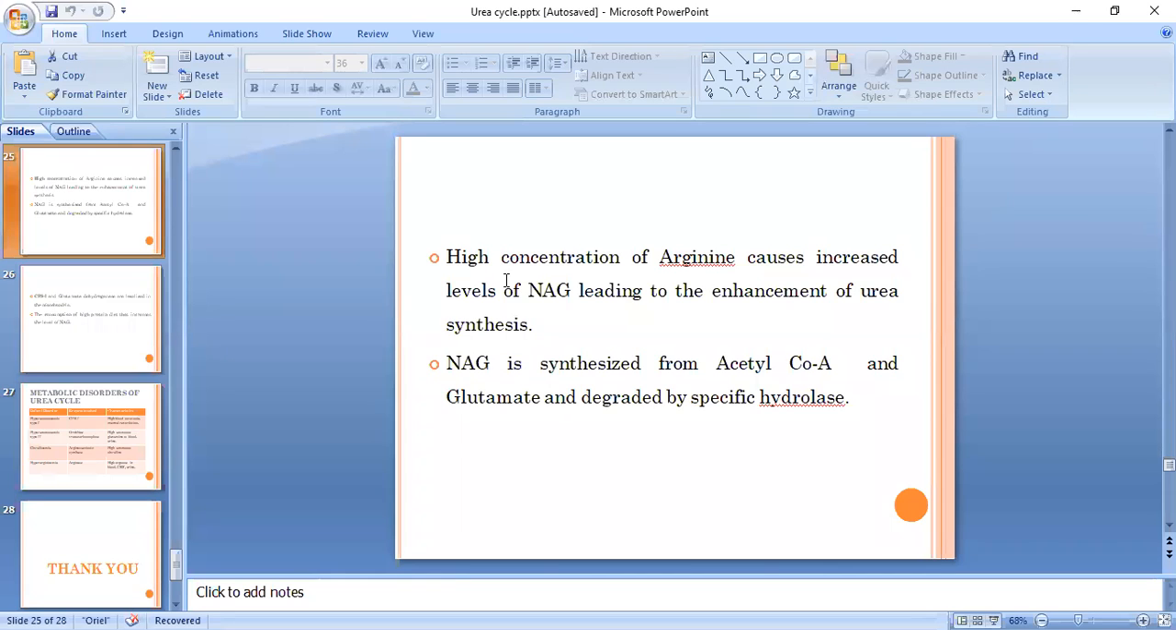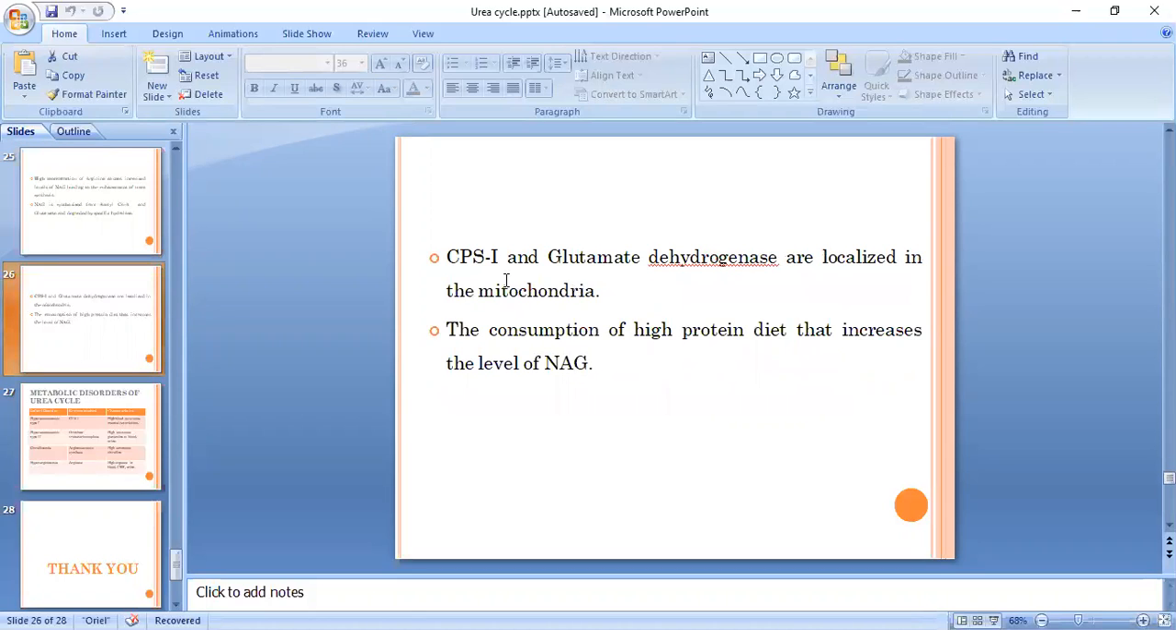The NAG, N-acetyl glutamate, is synthesized from acetyl-CoA and glutamate. That means by the combination of acetyl-CoA and glutamate, NAG is produced, and it can be degraded by certain enzymes which are known as hydrolases. So the activity will be shown by CPS1. CPS1 and glutamate dehydrogenase are mainly applicable in the mitochondria.